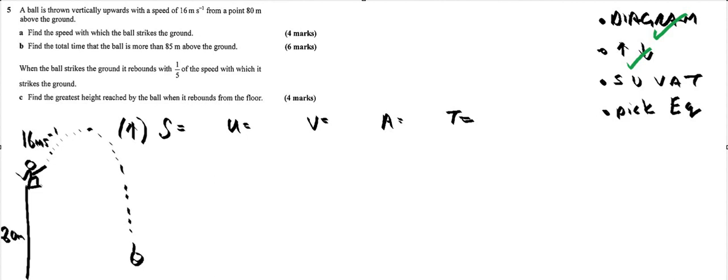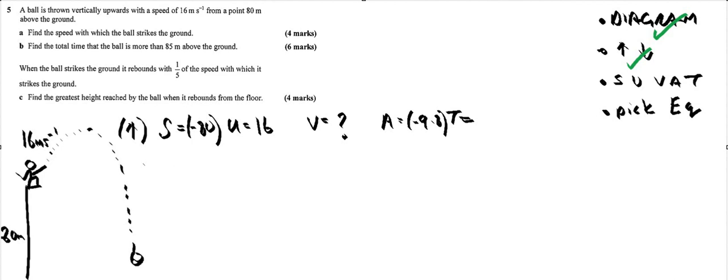So it's starting from 80 meters in the air, but it's going to finish 80 meters below me. So that means that S is minus 80. U, that's positive 16, because I'm resolving upwards. V is the thing that I want. Acceleration, well, once it leaves my hand, it's only gravity, so that's going to be minus 9.8 because we're resolving up as our positive direction. Okay, so S, U, V, A. So I've got to work out an equation that's going to give me that.